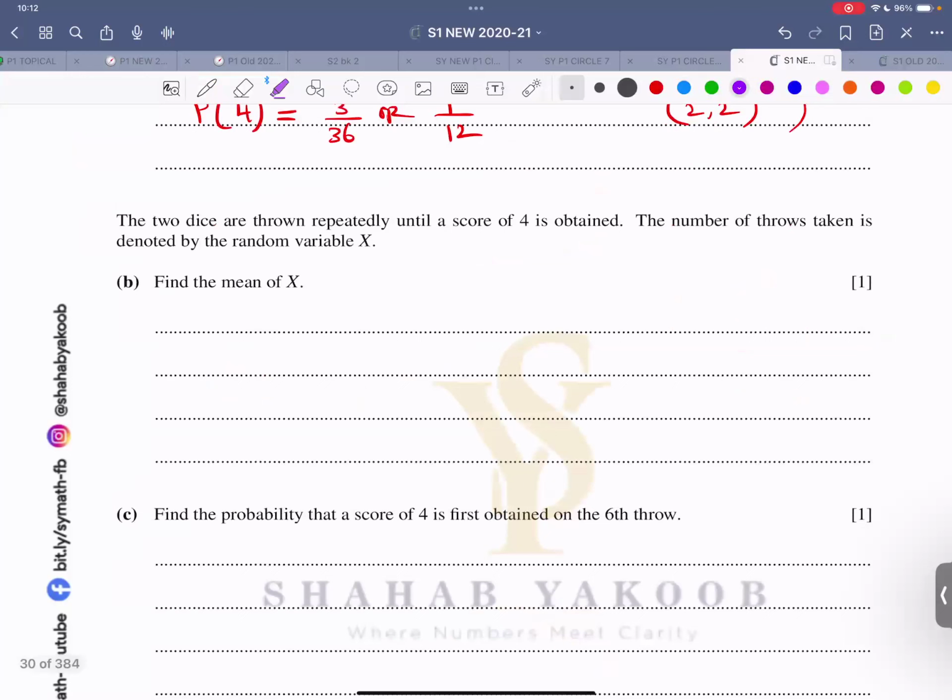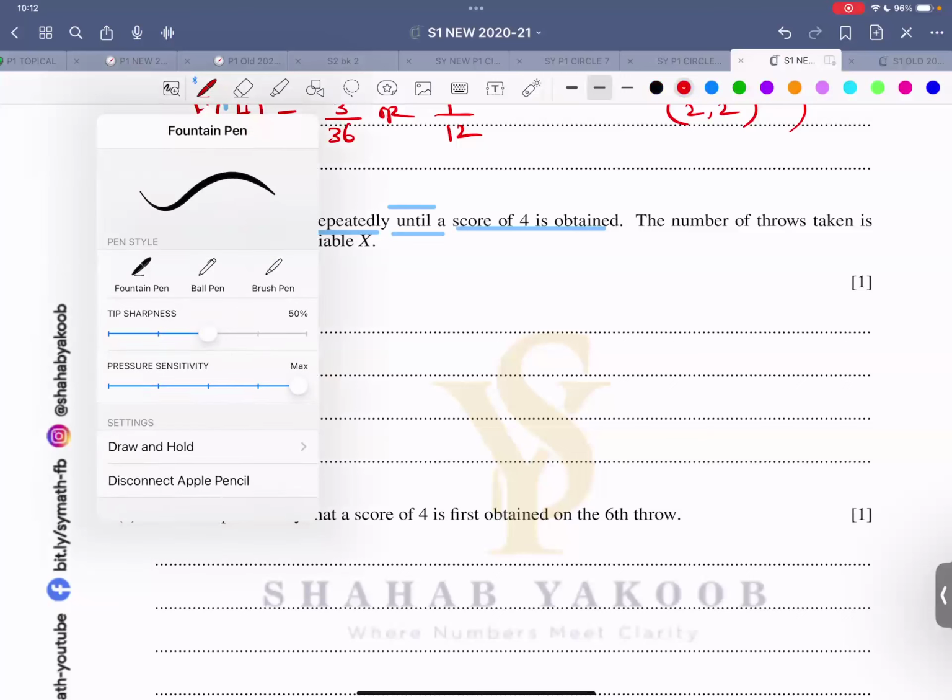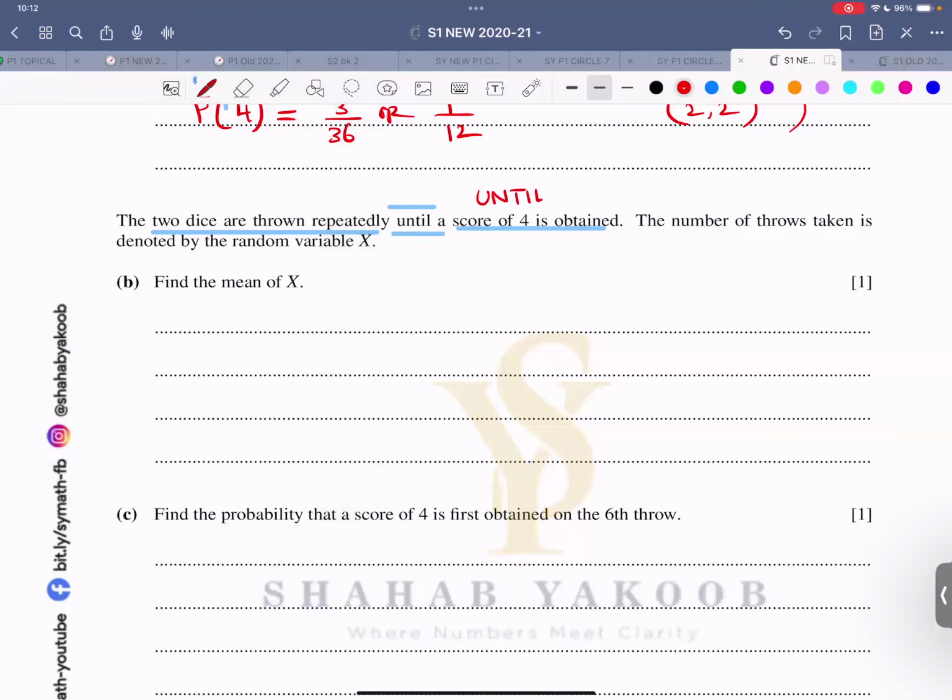Now, the next part. It says the 2 dice are thrown repeatedly until a score of 4 is obtained. This is the key word, that is until. It is thrown repeatedly. That means it's a geometric probability distribution. You need to diagnose the question. What exactly is it about? The number of throws taken is denoted by the random variable X. Find the mean of X.